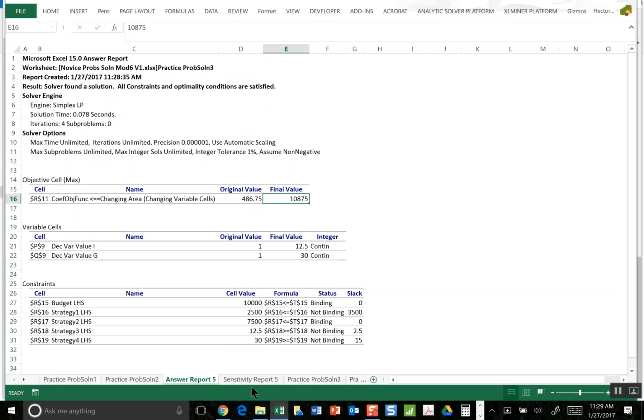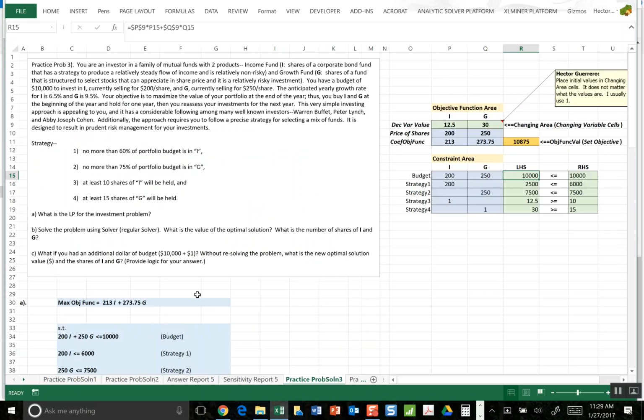So if we look back at our problem, it asked what is the optimal solution. We found what the optimal solution was, 10,875. What are the number of shares of I and G? 12.5 for I, 30 shares of G. Notice how this came out as a fractional value. You may not be able to buy 12.5 shares. If it's a mutual fund, you can. If it were units of stock, you'd have to buy a complete unit of stock and the value that's related to that unit.